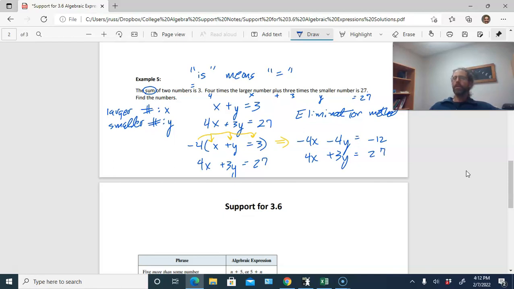Now that you can see that these x terms are going to cancel whenever I start adding these columns, you're going to draw a horizontal line and add those. Negative 4x plus 4x is 0. So those get eliminated. That's why they call this the elimination method. Now, when you add your y's, negative 4y plus 3y is a negative 1y. Bring down your equal sign. And then negative 12 plus 27 is going to give us 15.